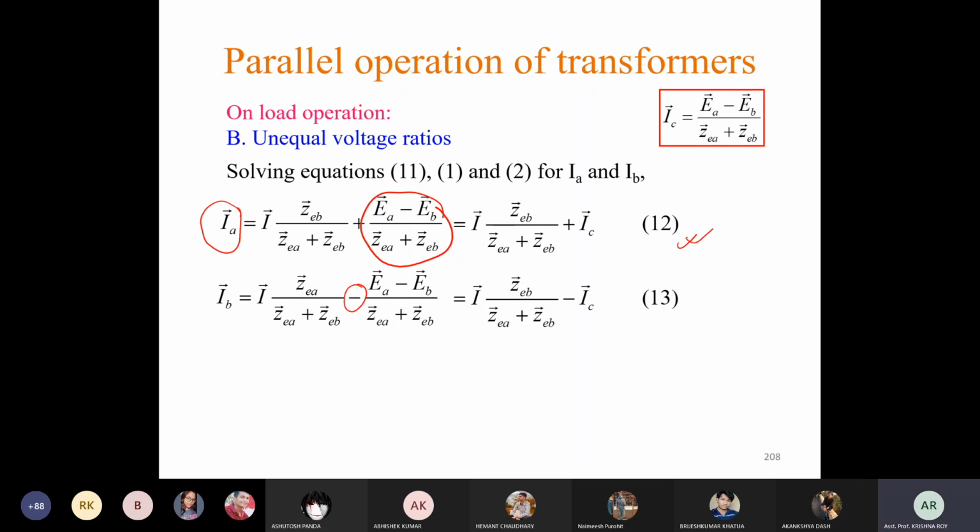Is it clear? Anyone having any doubt? Okay, draw the phasor diagram for this kind of situation. That means when circulating current is present.